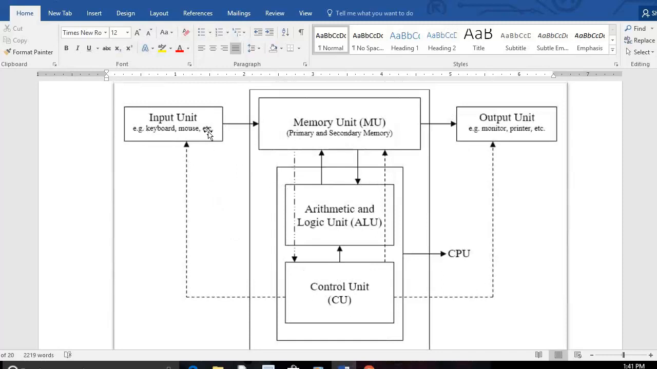Most commonly used input devices are keyboard and mouse. Most commonly used output devices are monitor and printer.